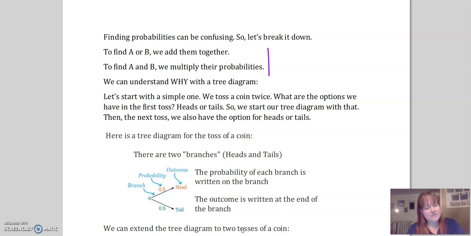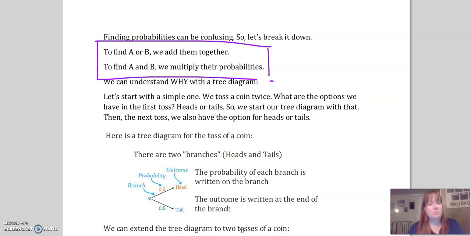Remember that this isn't exactly it, but if we find A or B, we add them together. Now remember, if they're not mutually exclusive, we have to subtract that conditional probability. But basically, to find A or B, we add the two probabilities together. To find A and B, we multiply the probabilities. And here is why. We're going to look at a tree diagram.